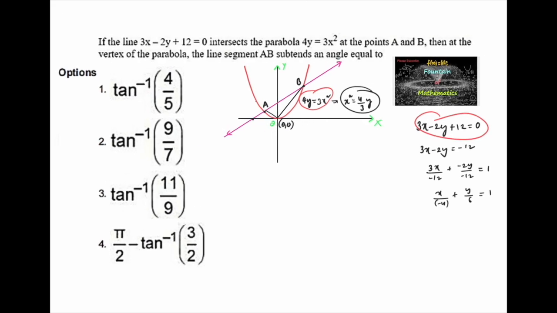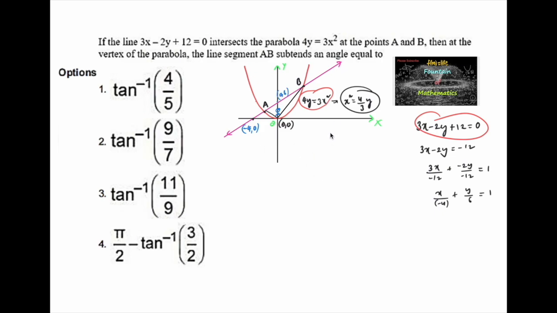So let us consider an angle here, theta, at the vertex of the parabola. And since the line 3x minus 2y plus 12 is equal to 0, its x intercept is minus 4 and y intercept is 6. So you get the line like this.